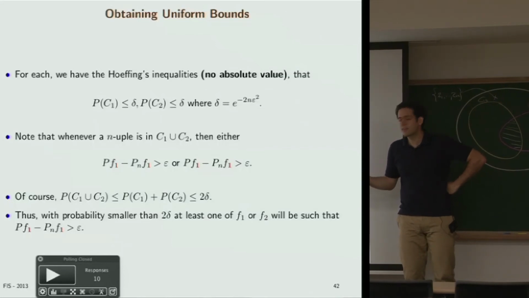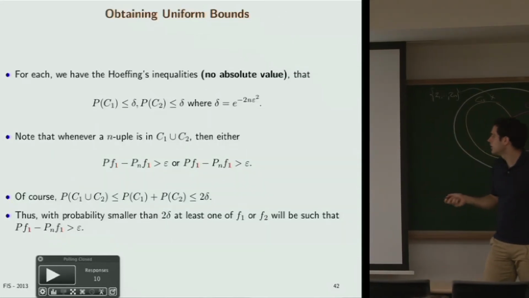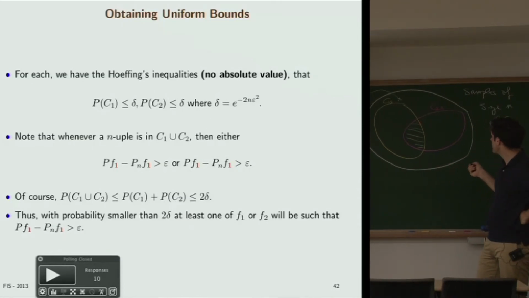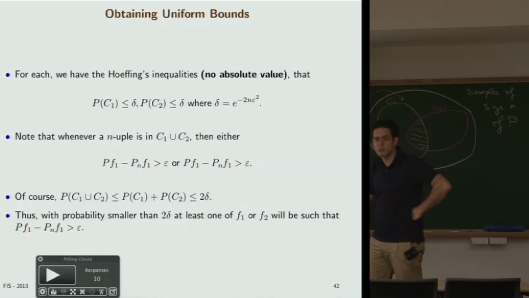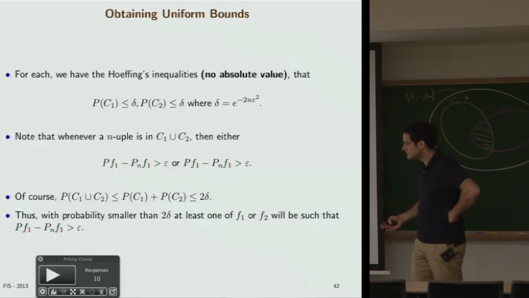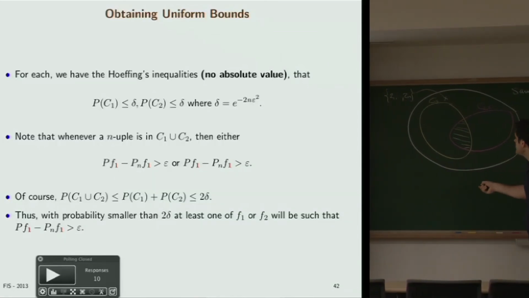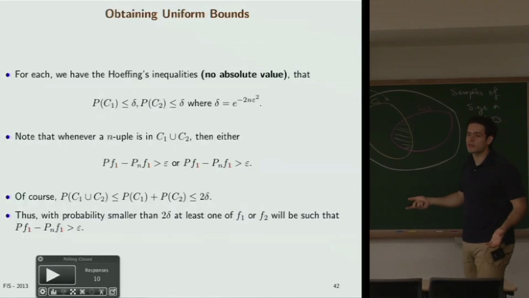What you can say is that if a sample is in either C1 or C2, that is in their union, then you have one or the other which is bigger than epsilon. Remember that what we're trying to quantify is the behavior of the supremum. So if either one of the two is above epsilon, it means that the sup is above epsilon, right?